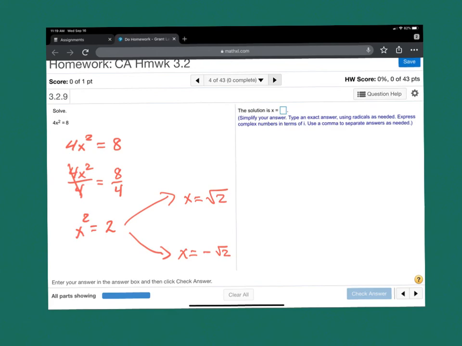And so for my answers, that's what I have. I just have x is equal to either the square root of 2 or negative the square root of 2 as my final answer.